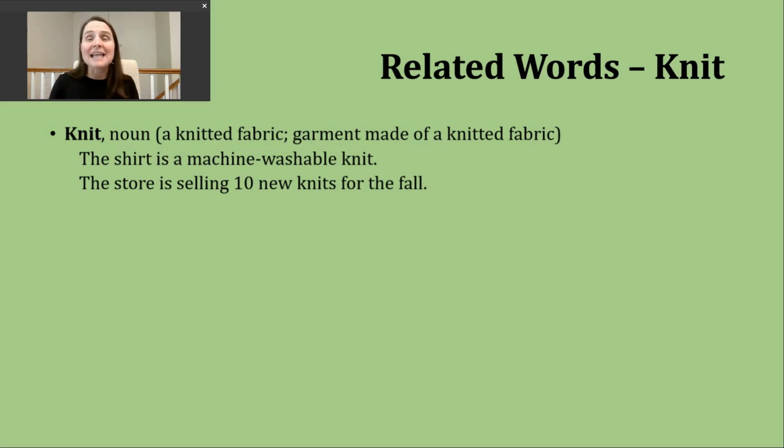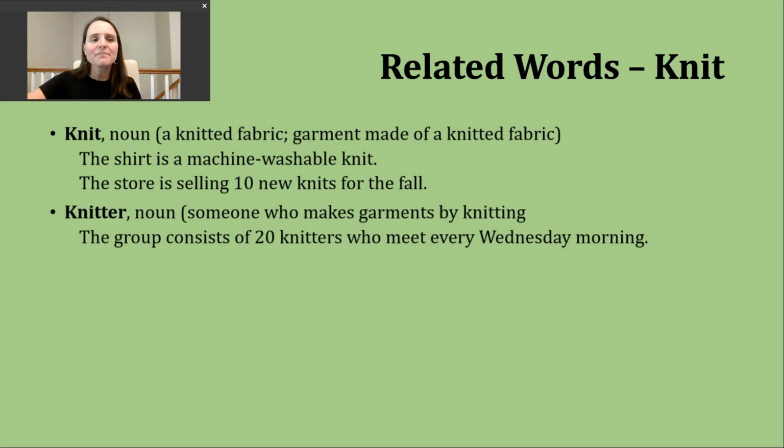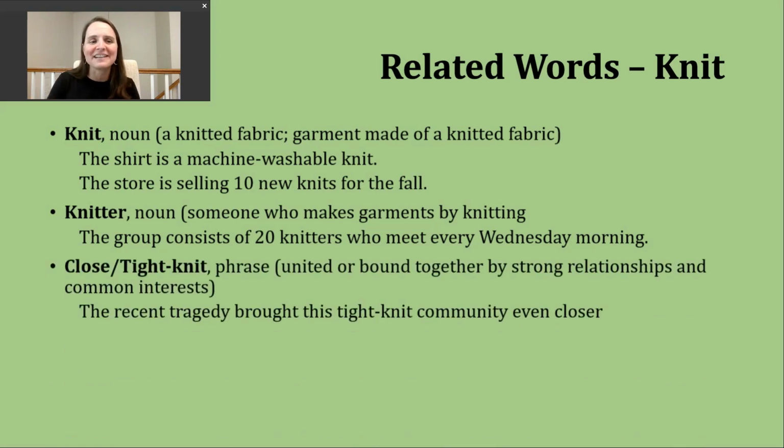A second way we use the noun knit is just to refer to a garment, an article of clothing that has been made by knitted fabric. So, an example of this, the store is selling 10 new knits for the fall. So, this might be shirts, could be sweaters, could be other pieces of clothing. The next word we'll look at is the noun knitter. This is a person who makes a garment or a piece of clothing by knitting. An example of this might be, the group consists of 20 knitters who meet every Wednesday morning. So we're referring to the people who do this activity.